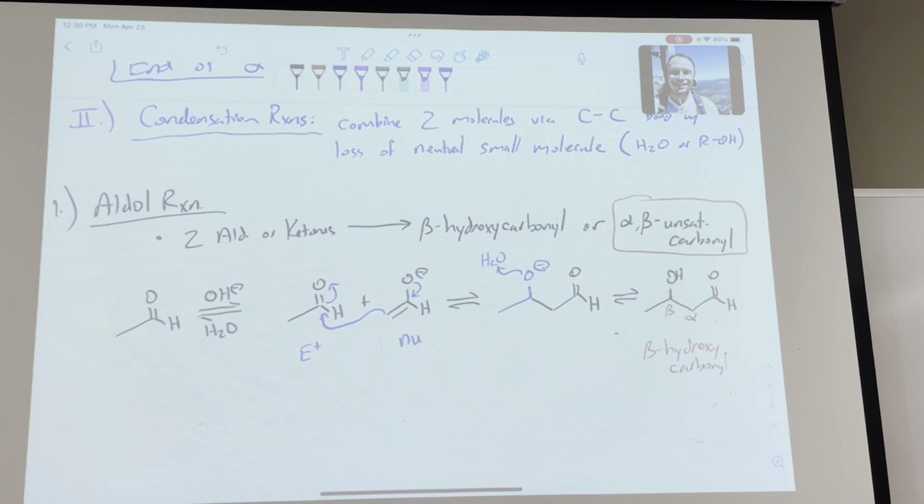Now you can isolate these sometimes, but not most of the time. Only when you're dealing with very, very simple, unhindered aldehydes can you isolate a beta hydroxycarbonyl. Under the vast, vast majority of cases, these cannot be isolated because, I mean, you still have two relatively acidic alpha protons. You're still under basic conditions.